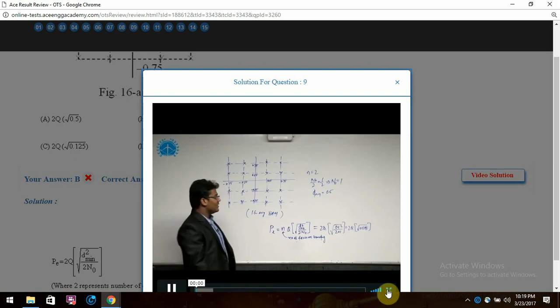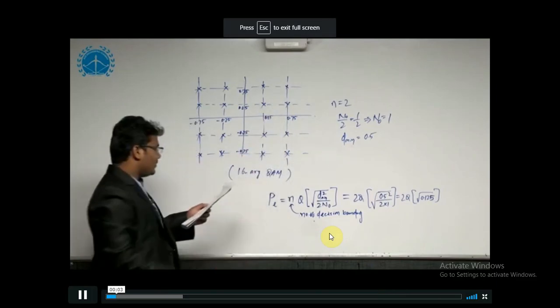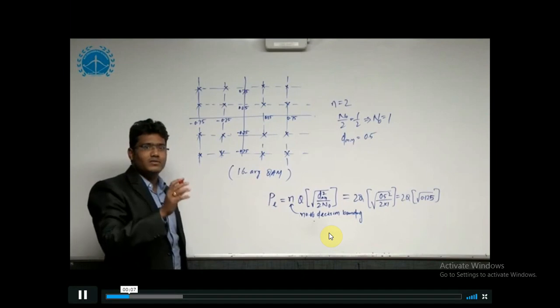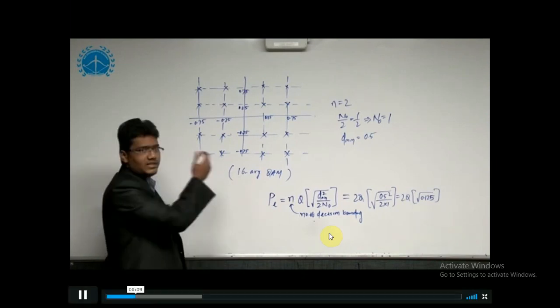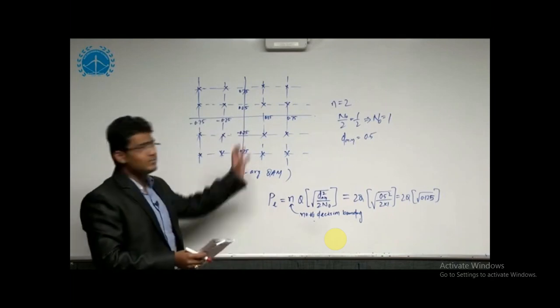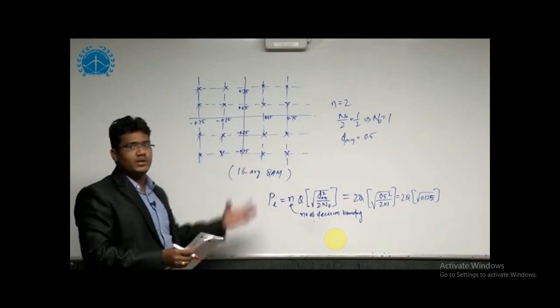Okay, friends. Now in this problem we are finding the probability of error. When we find the probability of error, we use the concept of the constellation diagram. When we go for bandwidth, we use the concept of spectrum. We do the spectrum and find the bandwidth.